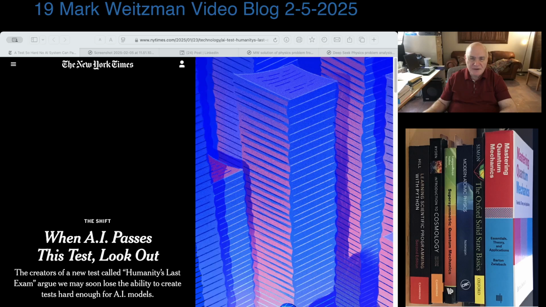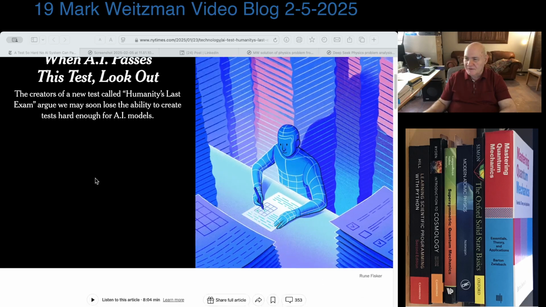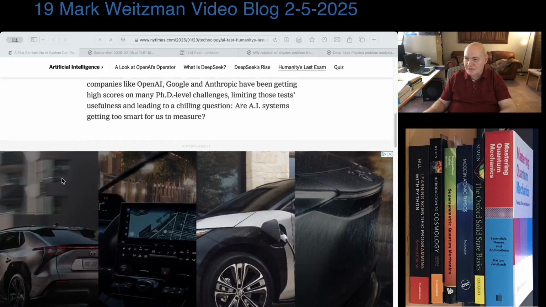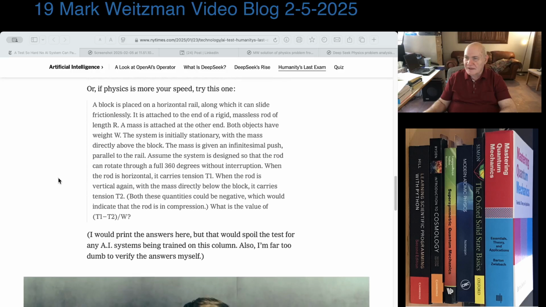A couple of weeks ago, I read this article in the New York Times: "When AI passes this test, look out." It's one of those usual AI articles, but in the middle of it, it had this physics question. I'll read it right now.